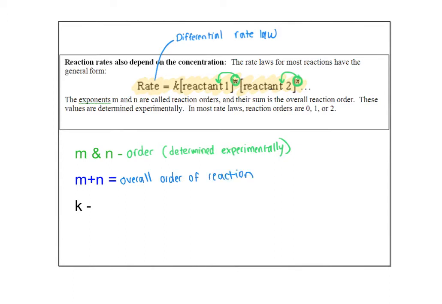And then we have this guy K. This is called the rate constant. And I'll show you how to solve for that. Well, I'll show you how to solve for M, N, and K in this video.